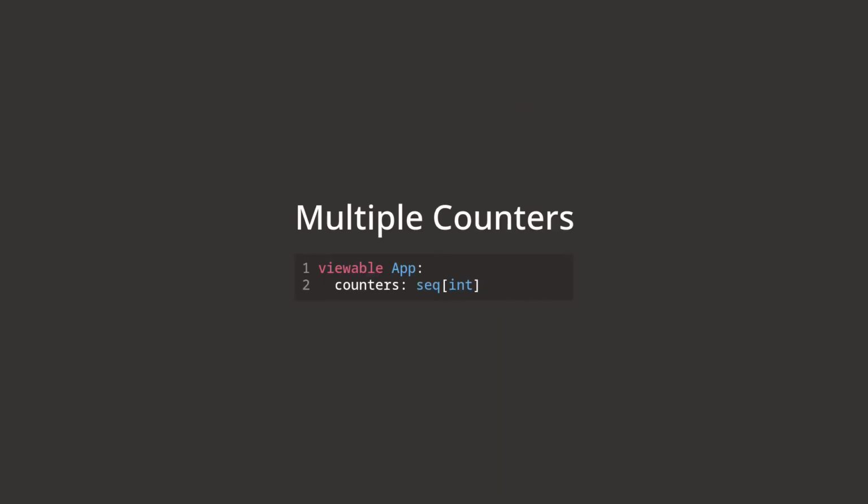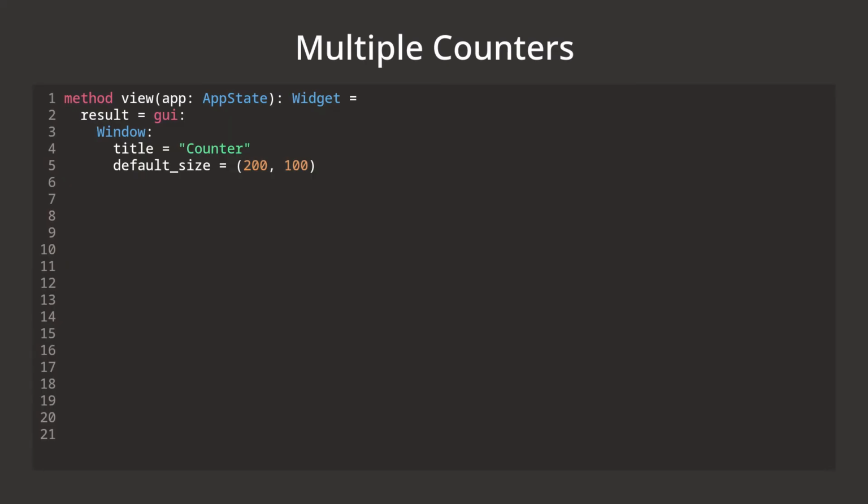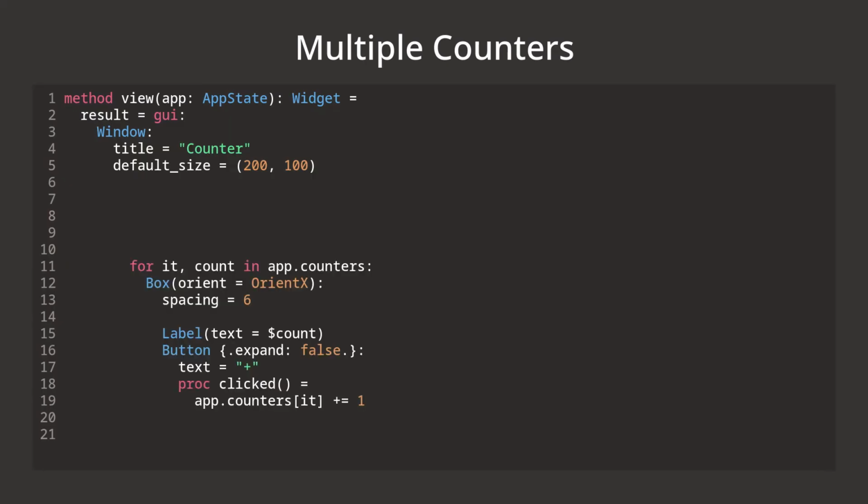First, we need to change our application state to store multiple counters. In the view method, we now iterate through these counters and generate the widgets which display them. We put the individual counters in a vertical box so they are placed under one another.